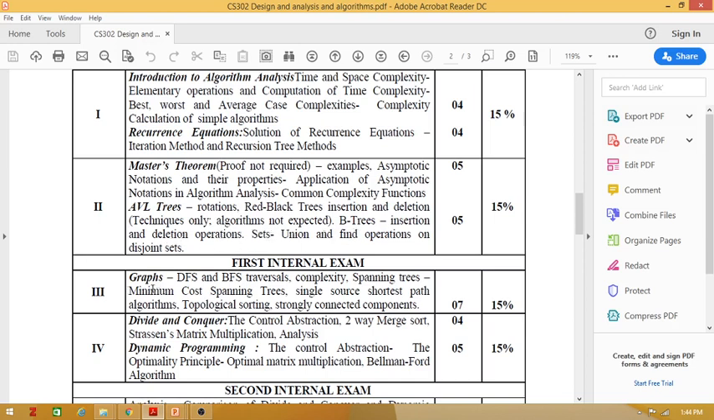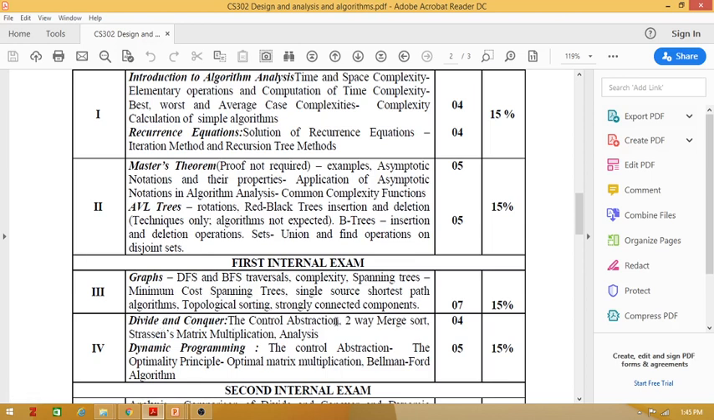And module 3, graphs. Whenever you are going through that, you can see DFS, BFS, their traversal, complexity, definition of spanning tree, definition of minimum cost spanning tree. Single source shortest path algorithms we have discussed: Dijkstra's shortest path and Bellman-Ford shortest path, then topological sorting, then strongly connected components. Then after that we have learned divide and conquer.